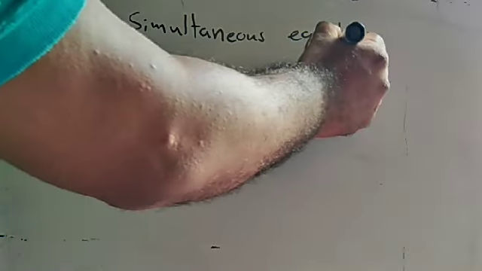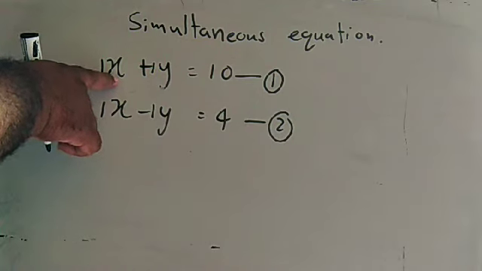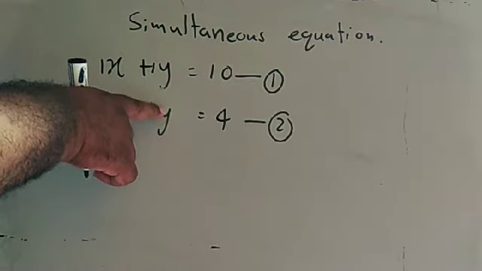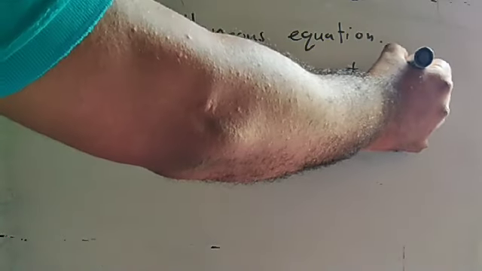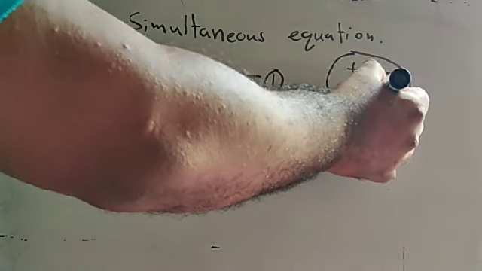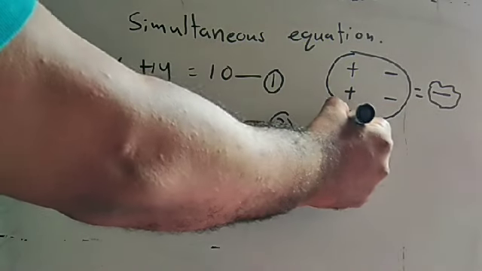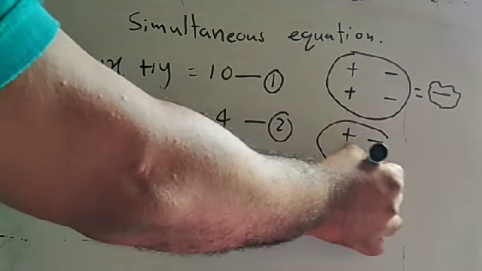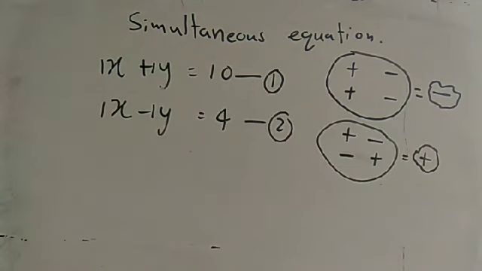When coefficients are equal, look at the sign. Here you can see the sign of x is plus, the sign of x is plus. The sign of y is plus, the sign of y is minus. When the signs are equal, plus and plus or minus and minus, you can subtract. Right? When the coefficients are equal and the signs are unequal, plus minus or minus plus, you can add the two equations. Then look at this.